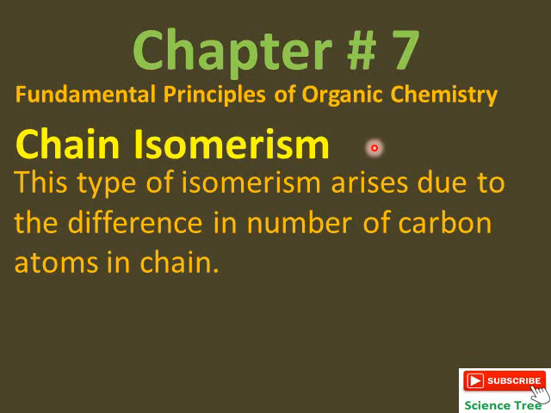Iso means same and merism means the composition. It means that the molecular formula of the compound will remain the same, but we can get 2, 3 or so many structures from the same molecular formula.